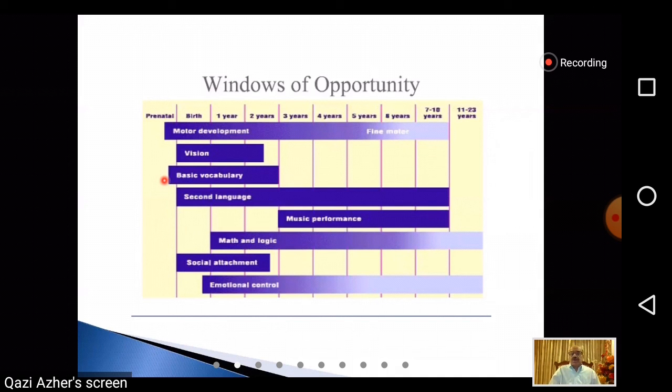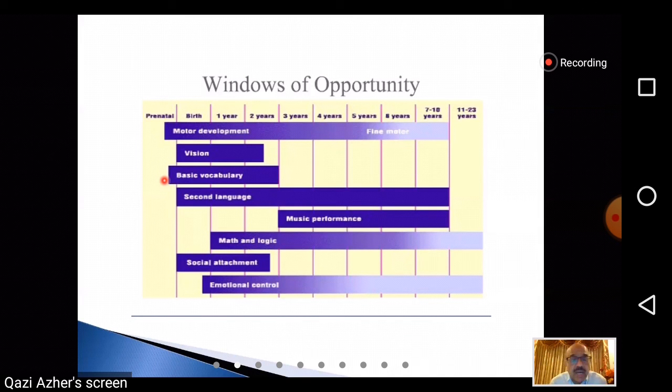Some hormones like adrenaline, noradrenaline, or we can call epinephrine or norepinephrine, will have a bad effect.